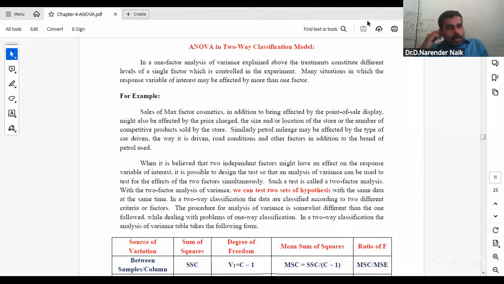Such a test is called a two-factor analysis. With a two-factor analysis of variance, we can test two sets of hypotheses with the same data at the same time. In a two-way classification, the data are classified according to two different criteria or factors. The procedure for analysis of variance is somewhat different than the one followed while dealing with the problems on one-way classification. In two-way classification also, the table takes the following form.